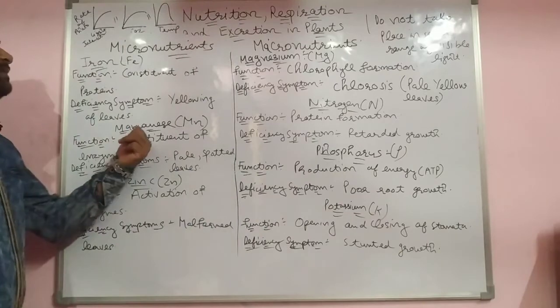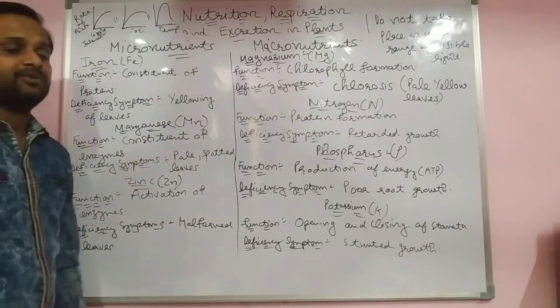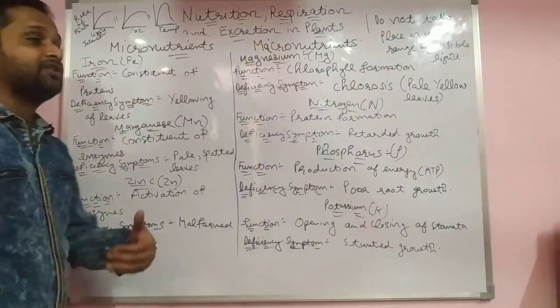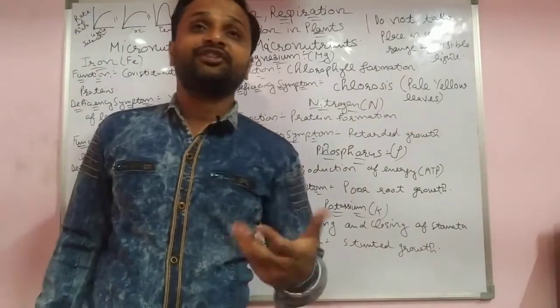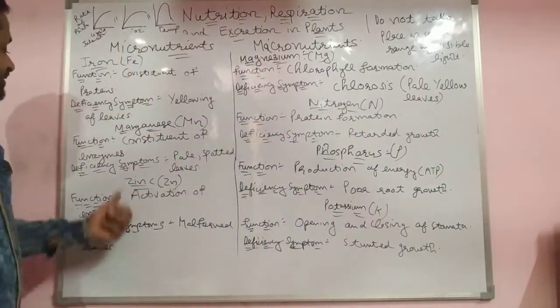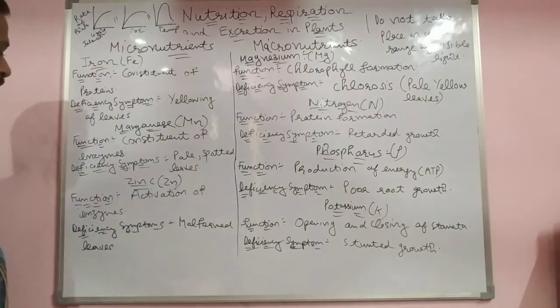Second is manganese. The symbol is Mn. Function: constituent of enzymes. It helps in the formation of enzymes in the plant, students. Enzymes catalyze the reaction. A catalyst makes the reaction fast but does not participate in the reaction. What is the symptom of deficiency? Pale, spotted leaf. Spots come on the leaf.